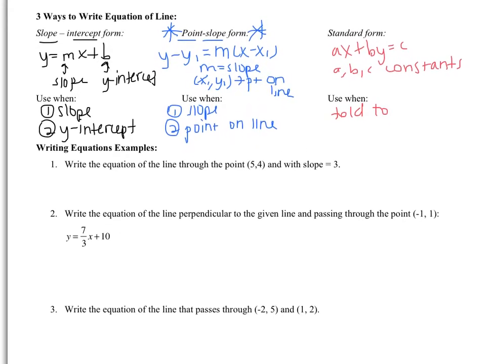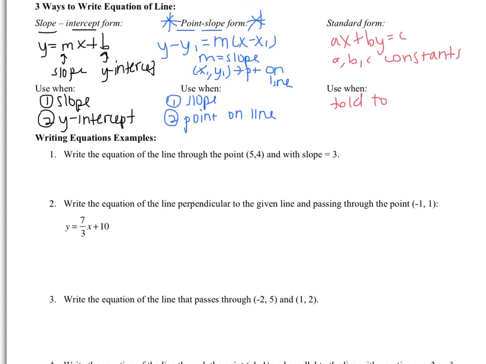So let's look first at some writing equations examples. Write the equation of the line passing through 5, 4 with a slope of 3. So we have a point and we have the slope, so we're going to use point-slope form. So I have y minus 4, my y1, equals, my slope is 3, times x minus x1. This is your final answer. Don't simplify it at all, just leave it like that. If you simplify and you make a mistake, I'm going to have to take points off. If you leave it like this, you get full credit.